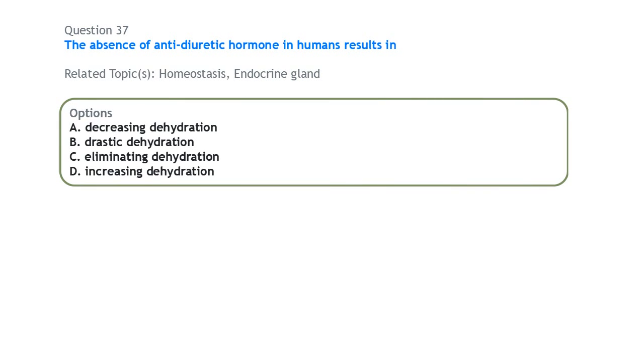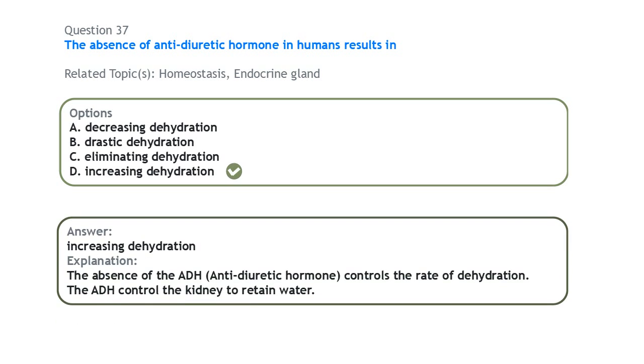Next, also on homeostasis, the absence of antidiuretic hormone in humans results in. So the antidiuretic hormone is what controls the action of the kidney, and the kidney is an organ in the body that functions in osmoregulation and water retention and the production of urine in the body. It has some other functions, like also in the deamination of protein. But one of what the absence of antidiuretic hormone, that is the ADH, can result in is increasing dehydration.